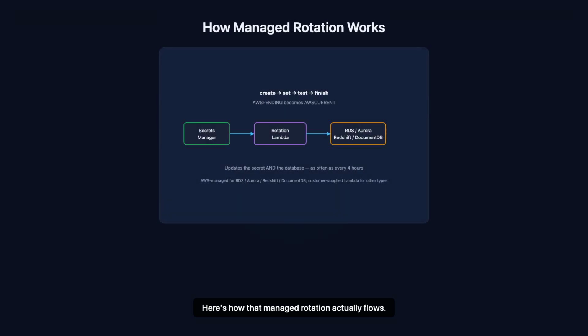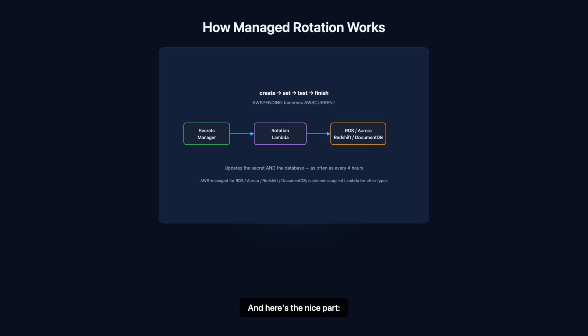Here's how that managed rotation actually flows. Secrets Manager triggers a rotation Lambda function on a schedule. That Lambda runs a 4-step dance. It creates the new secret, sets it, tests it, and finishes by promoting it. Behind the scenes, the pending version becomes the current version once testing passes.